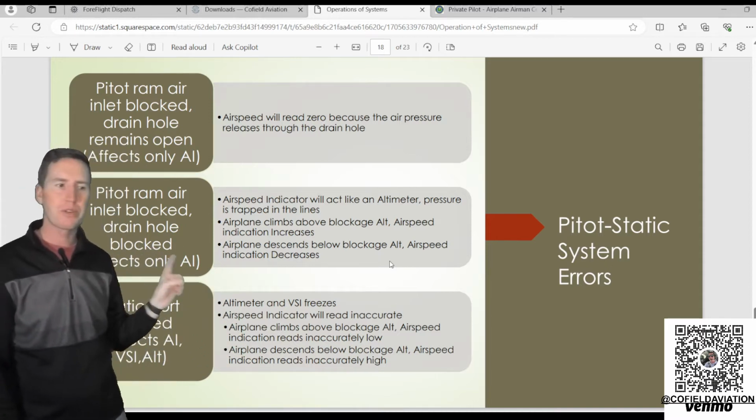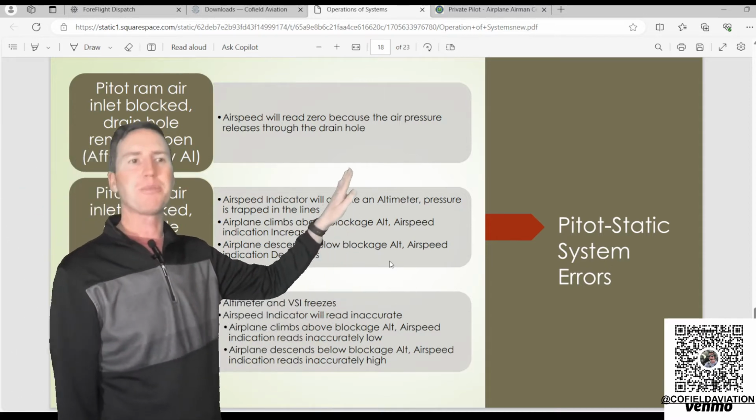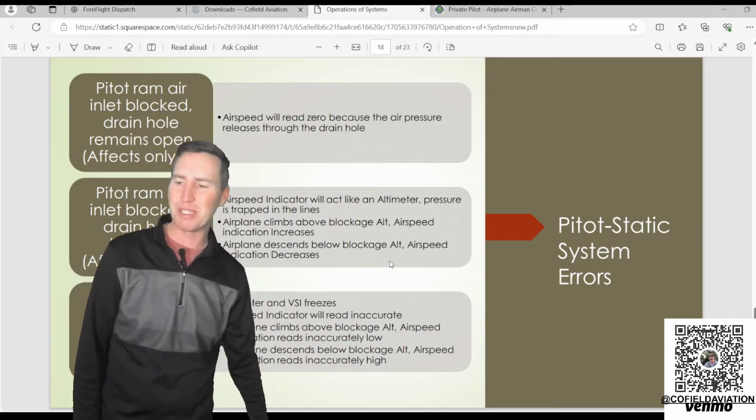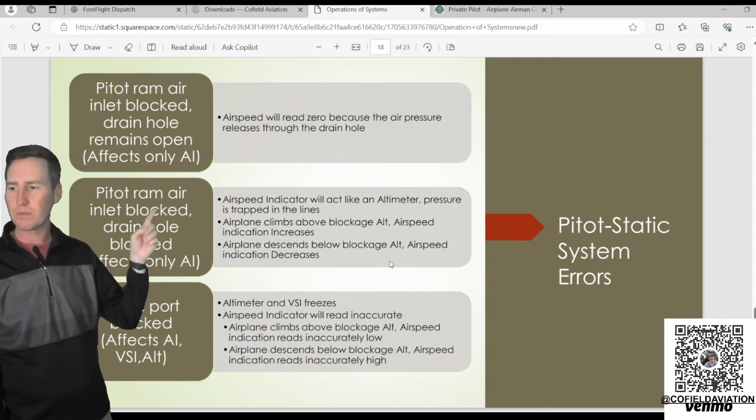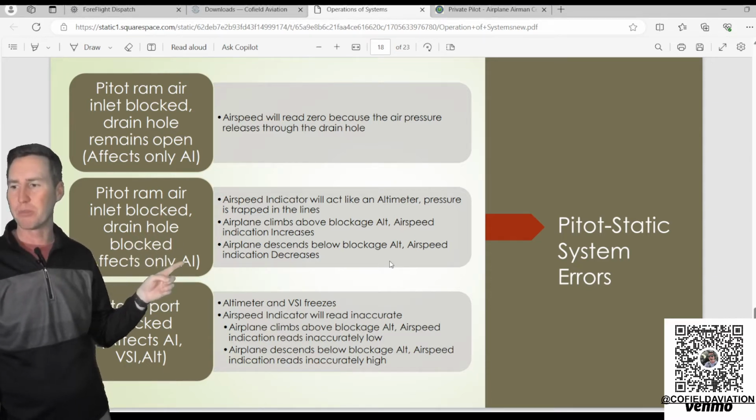The biggest thing you're going to notice right here, though, is as we pitch the nose up, airspeed stays the same. Pitch the nose down, airspeed stays the same. You know that's not right then. So that means your ram air inlet's blocked and your drain hole's blocked.